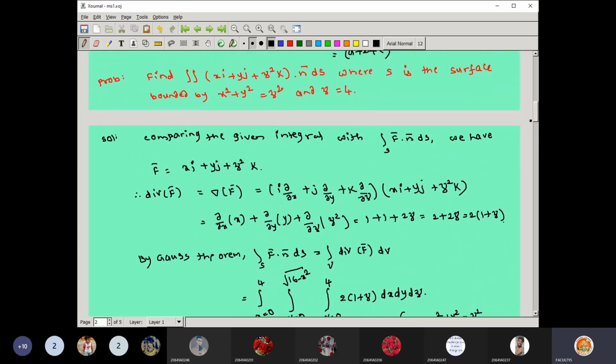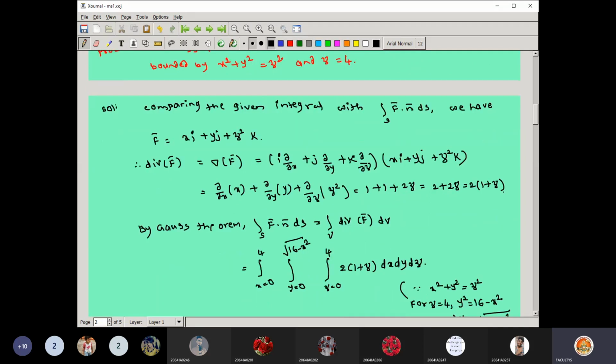In order to use the right side integral, divergence of dv, so definitely you need to calculate 3 variable limits. Then only you can use that volume integral.